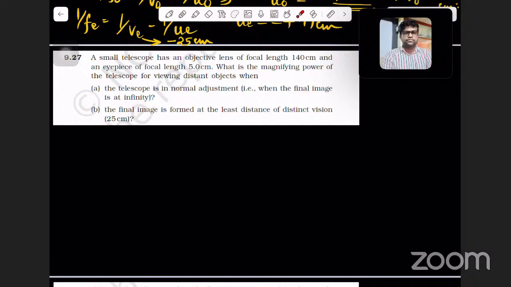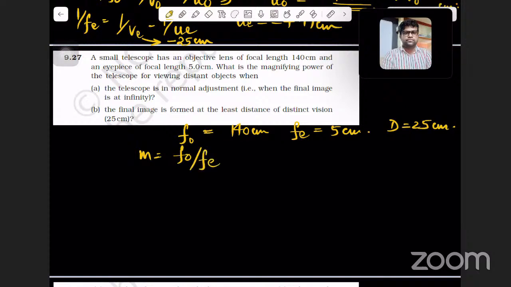Okay. So our telescope question, what we are given: f0 is 140 centimeters, fe is 5 centimeters, and the least distance of distinct vision is 25 centimeters. Okay. So in normal adjustment, we know magnification is f0 by fe, which is 140 by 5, which is 28. All right. Now, that's the first bit.